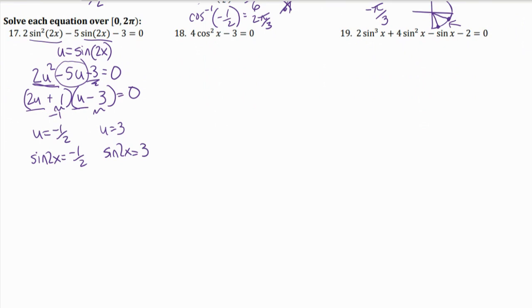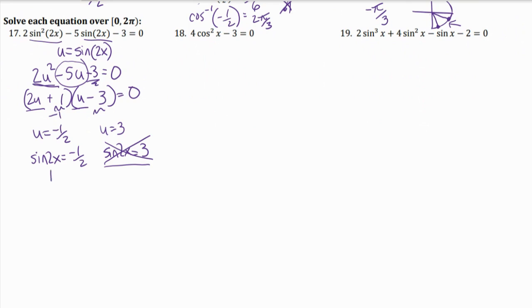So let's actually do this one first. Where does sine of 2x equal 3? On the unit circle, where do you have a sine value of 3? Nowhere. So that one does not give me any real solutions. I don't even have to solve that because it's not possible. You can't have sine values outside of -1 and 1. Okay, now where is our sine equal to negative a half?